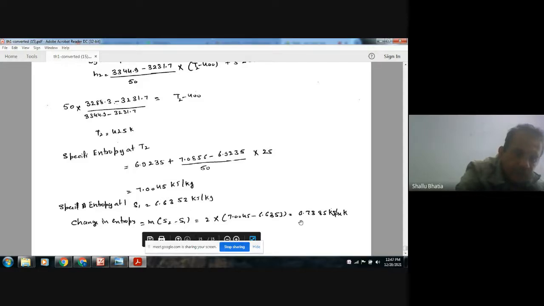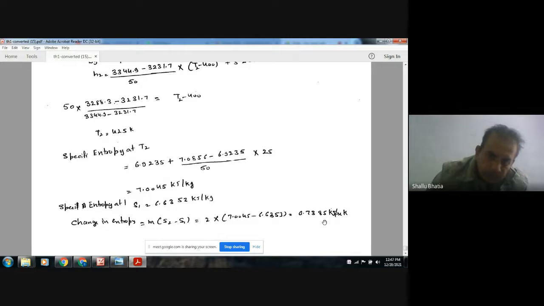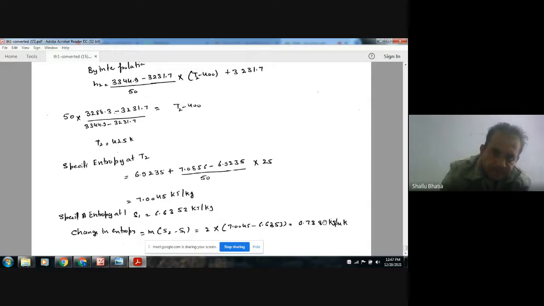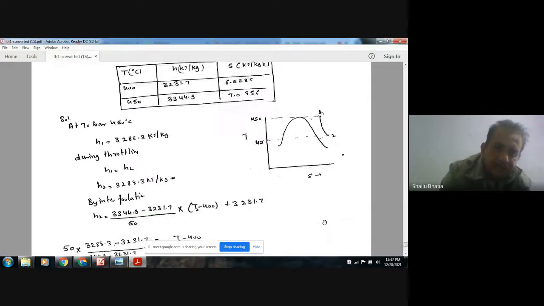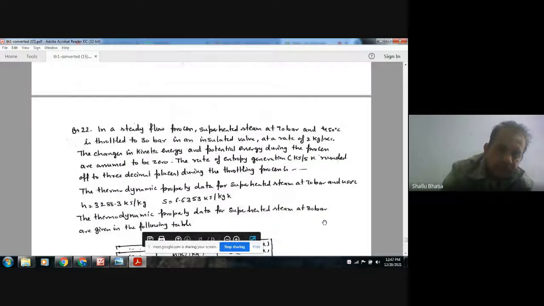So the entropy generation per kilogram is 7.0045 minus 6.663, into mass, which is basically 0.7385 kilojoule per second per degree Kelvin, because mass is in kilogram per second.